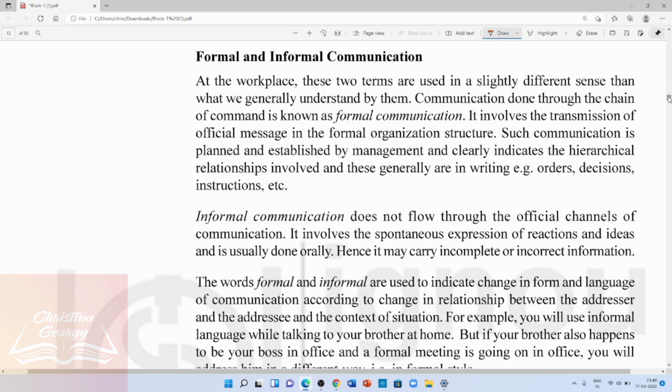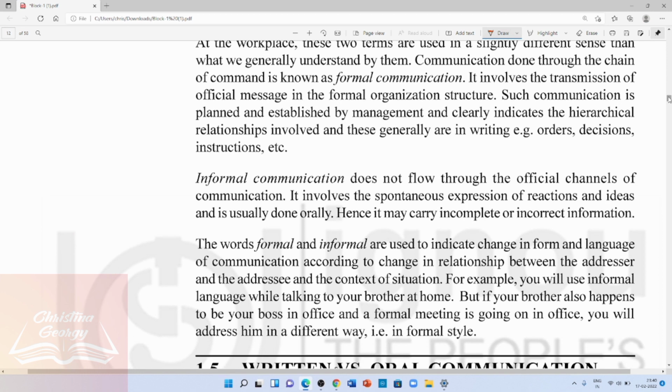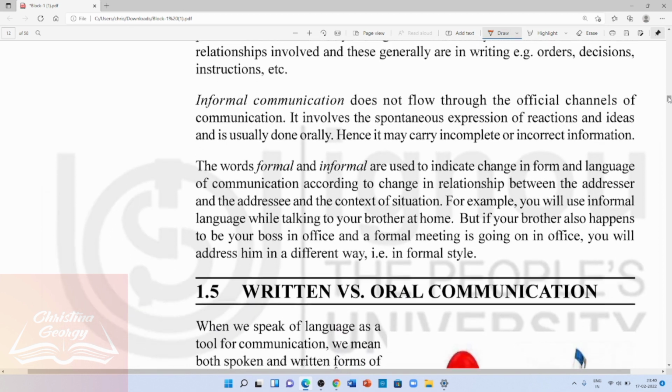Communication done through the chain of command is known as formal communication. It involves the transmission of official message in the formal organization structure. Whereas informal communication does not flow through the official channels of communication. It involves the spontaneous expression of reactions and ideas and is usually done orally. Hence, it may carry incomplete or incorrect information as well.